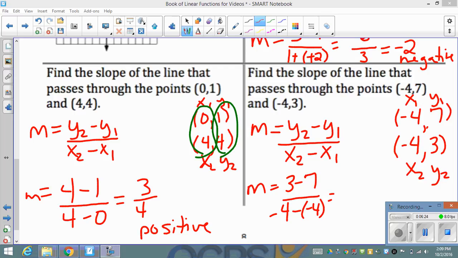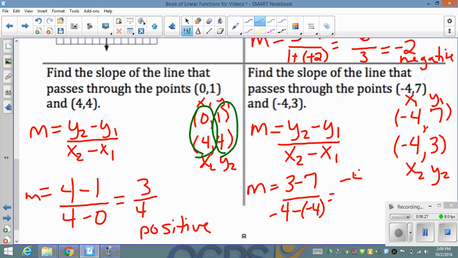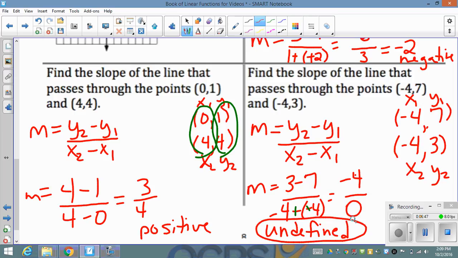3 minus 7 is negative 4. Signs are different, so I subtract and keep the sign of the larger. Changing that to plus a positive, I get negative 4 plus 4 is 0. And remember, you can never have 0 in the denominator. So this slope is undefined. Your answer here is undefined. You're not going to put negative 4 over 0 as your answer. You need to recognize that that is undefined. And again, an undefined slope will be a vertical line.